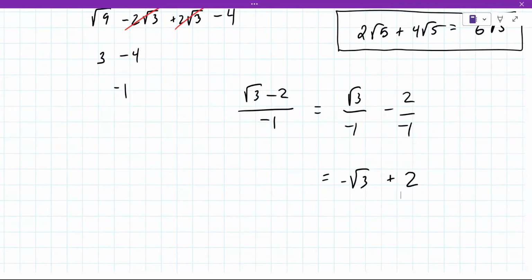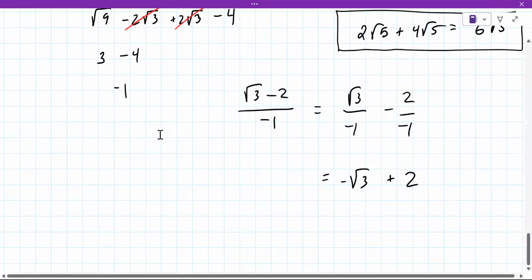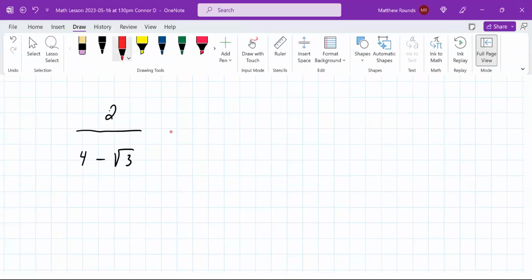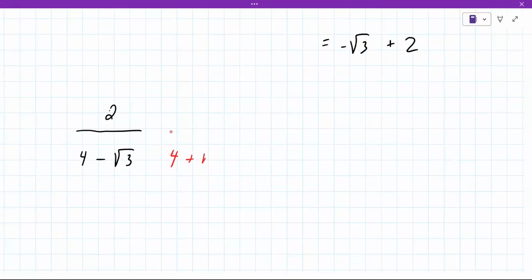I really feel like we should do another one of these. Is that okay? Yes, I agree. I won't make it too crazy, but let's go 2 over 4 minus square root of 3. So the conjugate is 4 plus the square root of 3. All right. Then I'll solve that one right now.